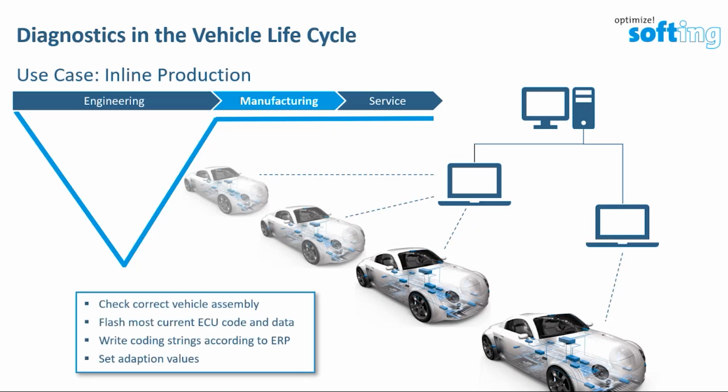You can check if you have the correct assembly of the vehicle. You can also make sure to have the current ECU code and data flashed on the ECUs. And also you can write coding strings according to the ERP, the enterprise resource planning, and you can set adaptation values.